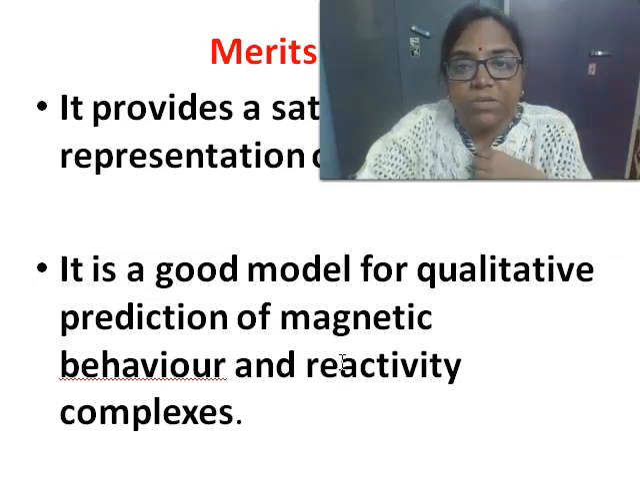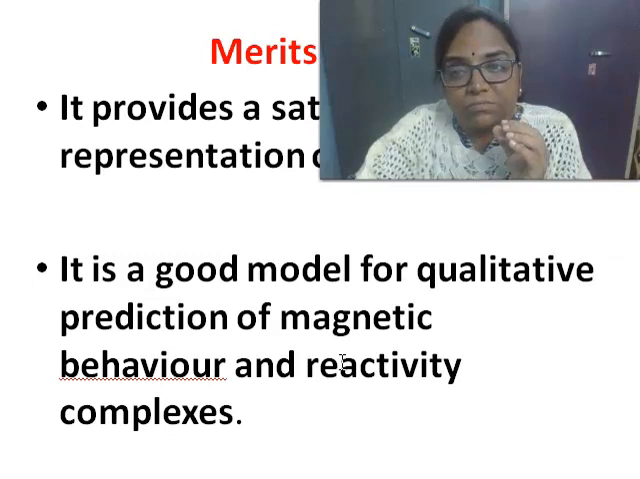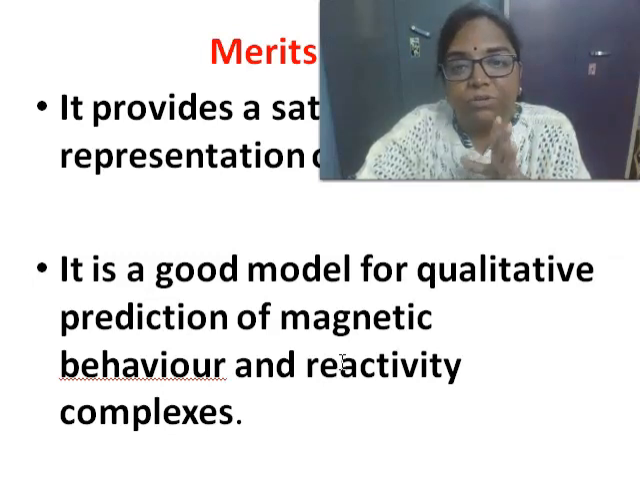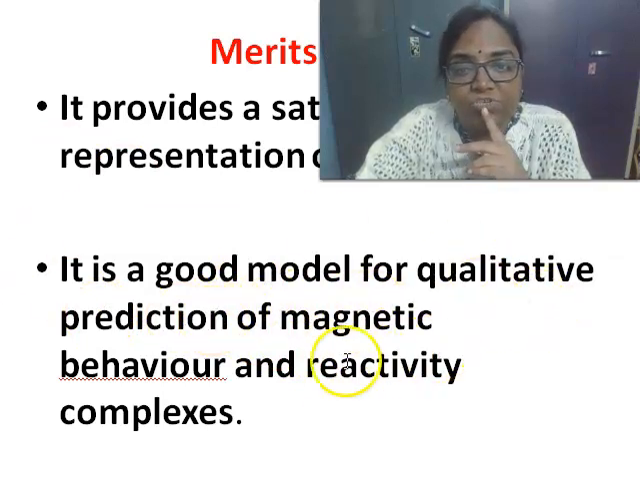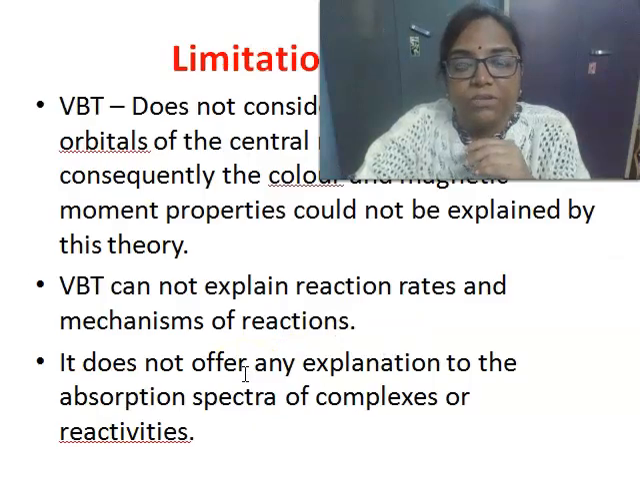Next comes the merits of valence bond theory. This theory provides a satisfactory pictorial representation of a complex. It is also a very good model for the qualitative prediction of the magnetic behavior and the reactivity of the complexes. Then comes the limitations of valence bond theory.